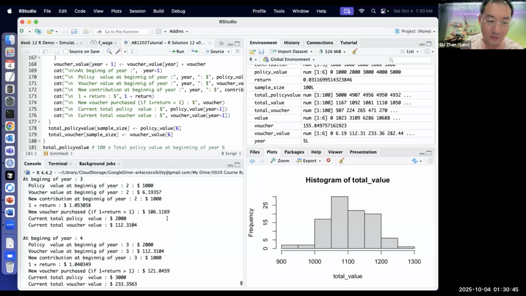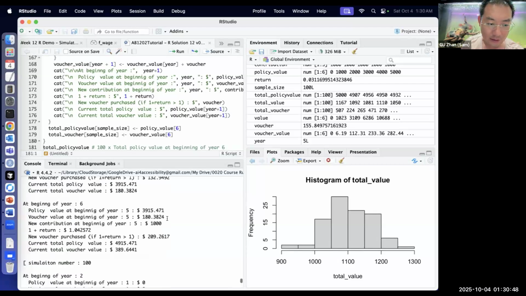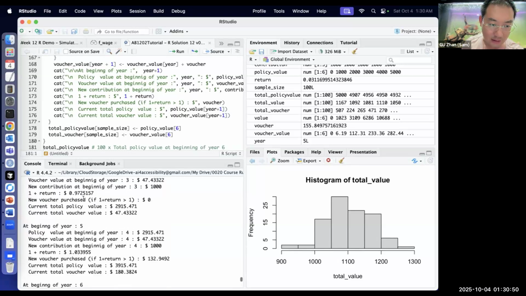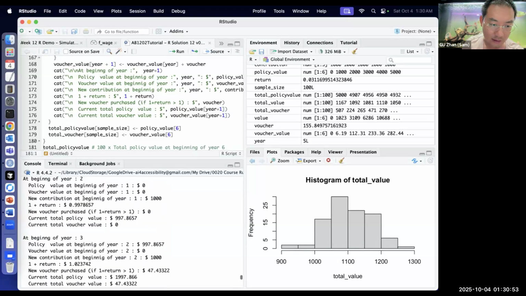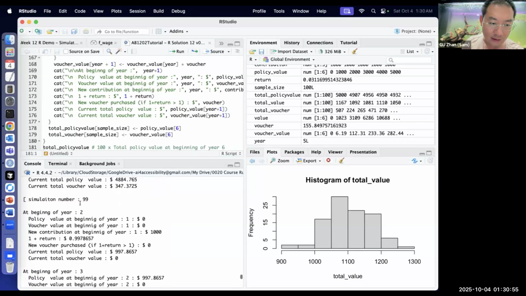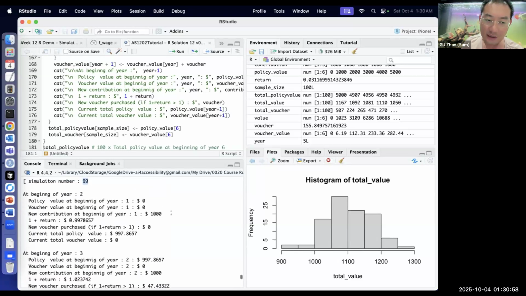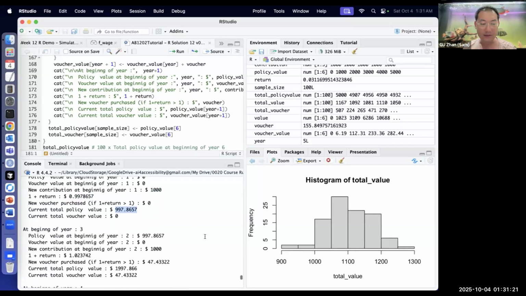So this is simulation 100. Let's find one example where you have a negative return. Here is one negative return. Let's look at simulation 99. You're a bit unlucky, in the first year you incur a loss. So your voucher will be 0. When you're incurring a loss, you are not gaining any profit, so you are not able to receive an NTUC voucher, and your principal actually gets reduced, shrinks, from 1,000 to 900 plus.